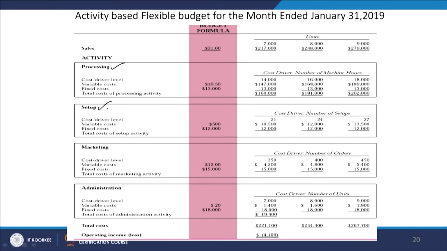Finally, we have to calculate the total operating income or loss, which has come up here as 4.1. In this case the sales level is 7,000 units and our selling price is 31, but if you calculate the total cost here, it becomes $221 against the total sales value of $217,000. So, finally, we have a loss of $4.1. That loss is here because of what reasons, which department has contributed to what extent, and why the loss has occurred, that we will try to find out.